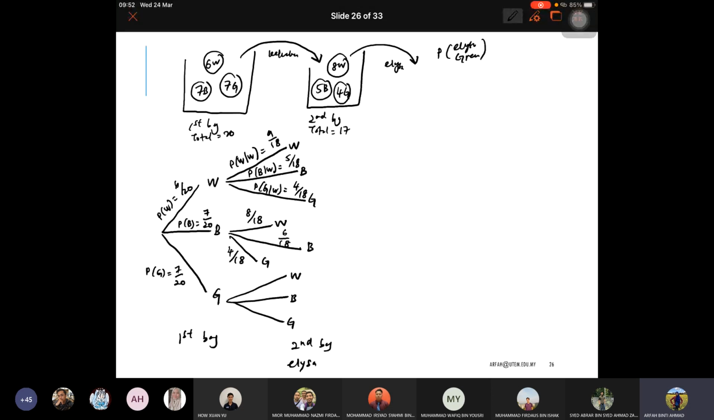Okay. So what is the probability of getting white given that the first time got green? This one. 8/18. 8/18. This one, second one, black, given that the first time got green. 5/18. And this one? 5/18. 5/18. Okay, because it has increased.